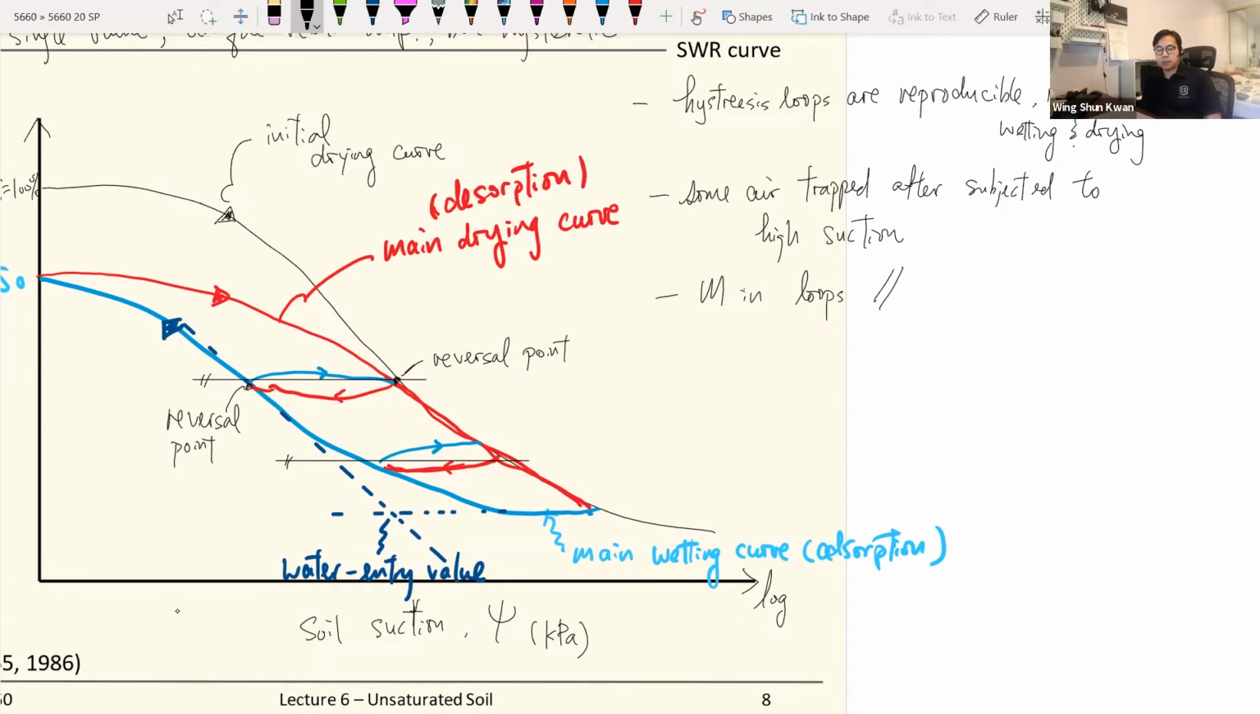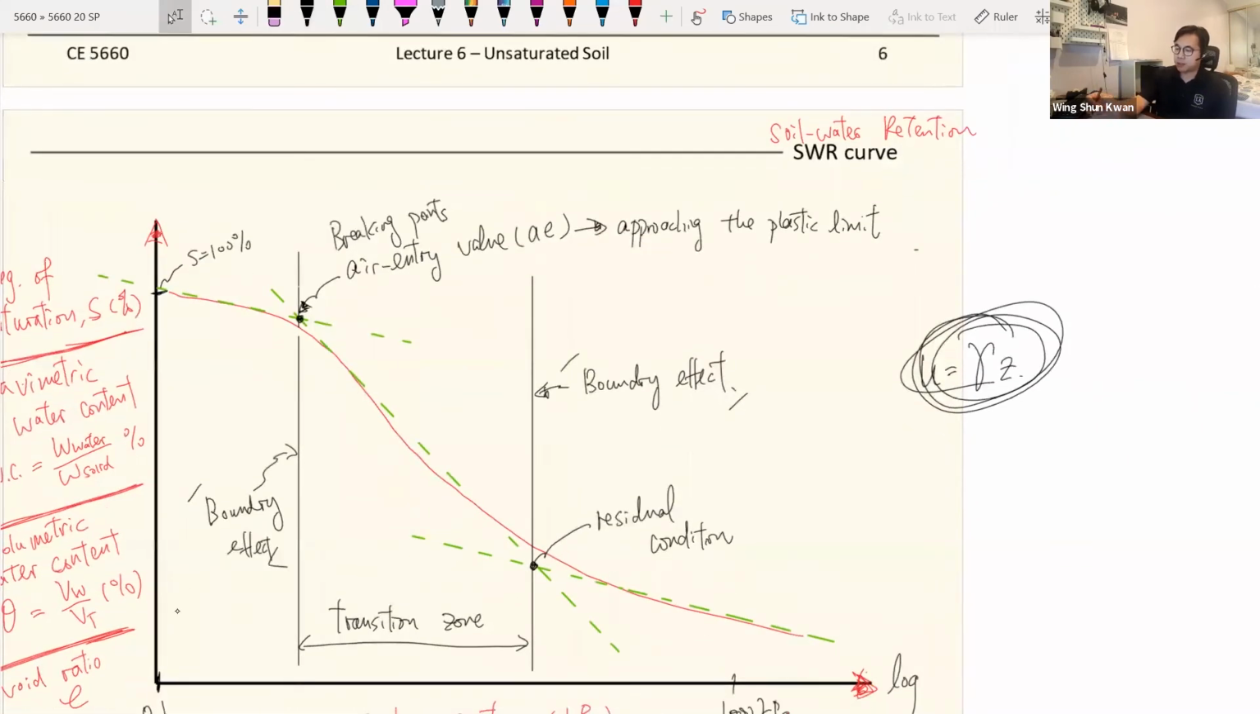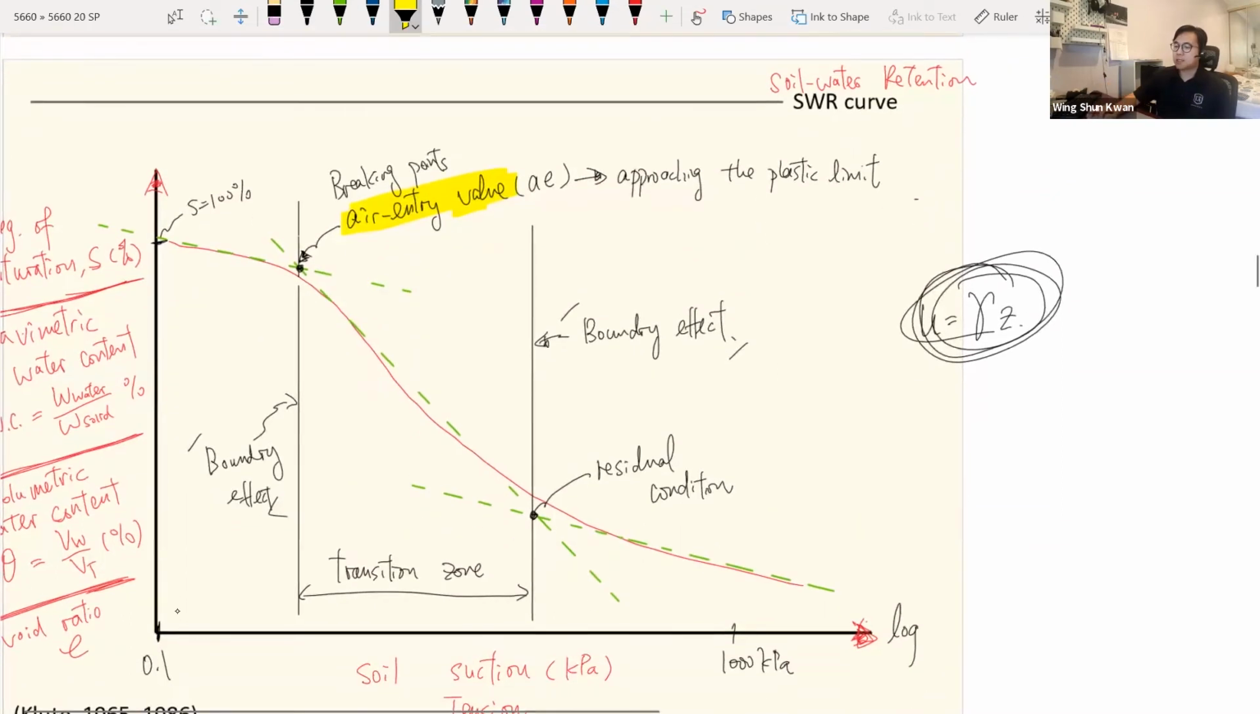So any questions on the soil water characteristic curve? So a couple of key points to take away: make sure you truly understand what the air entry value is. You start at a point where the air starts to make an effect. It depends on the soil type. But starting at this point, the saturation is about 85%.